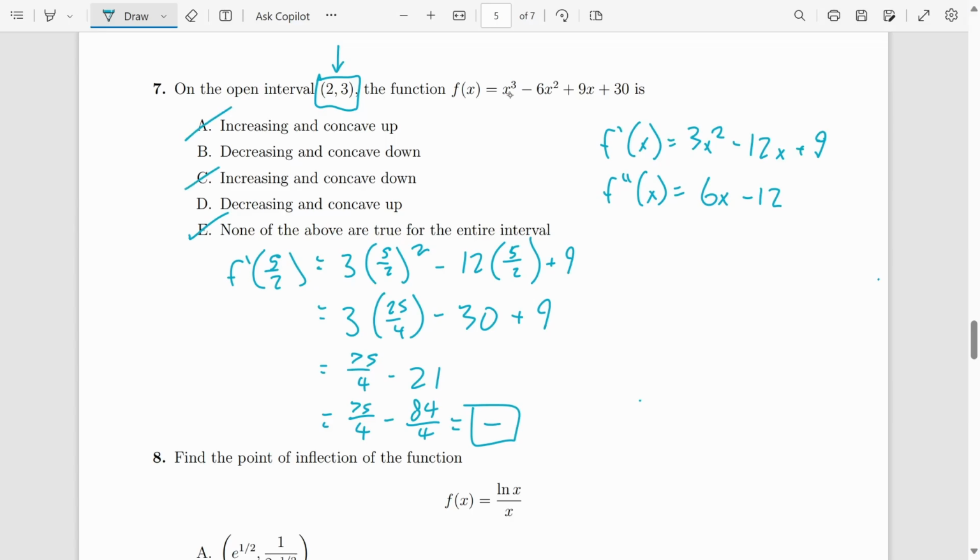So you know that A and C are wrong. Now we just have to do the same for f double prime of x. And what this will tell us is if it's concave up or concave down.